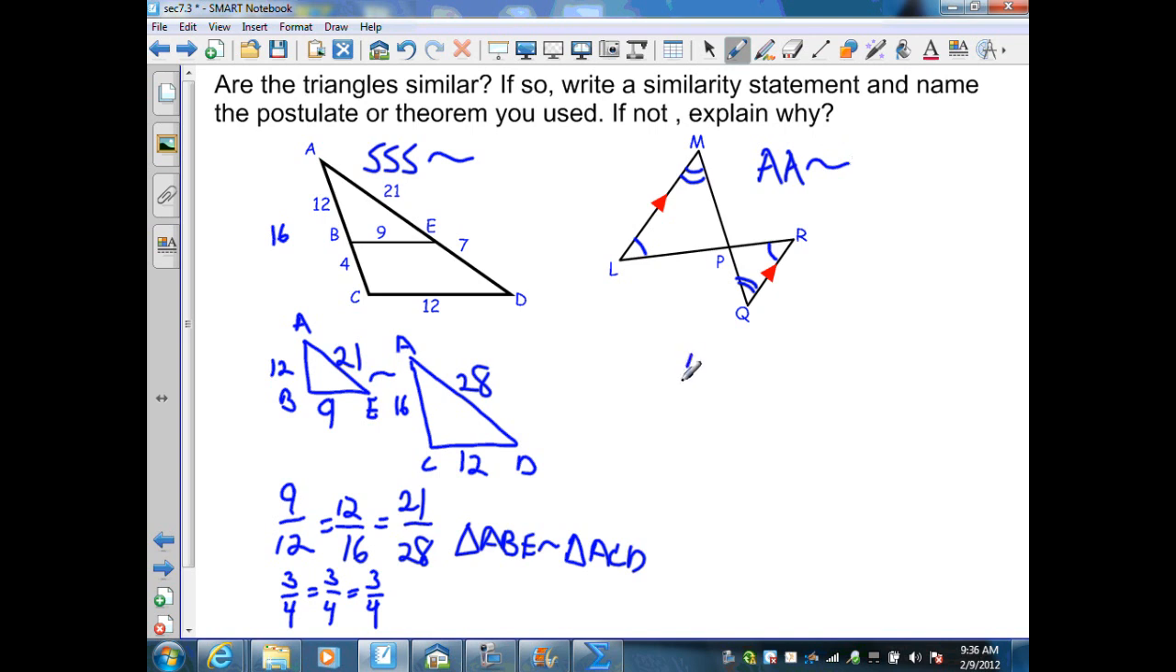Now I need a similarity statement. Triangle, and I'm going to start with the single arc, go to the double, then to none. So I'm going to go LMP is similar to triangle. I went single, double to none. I'm going to go single, double, RQ, P.